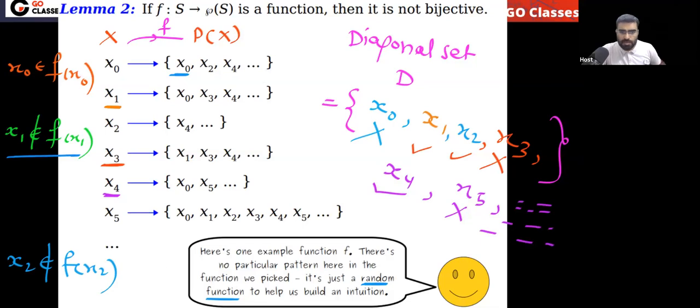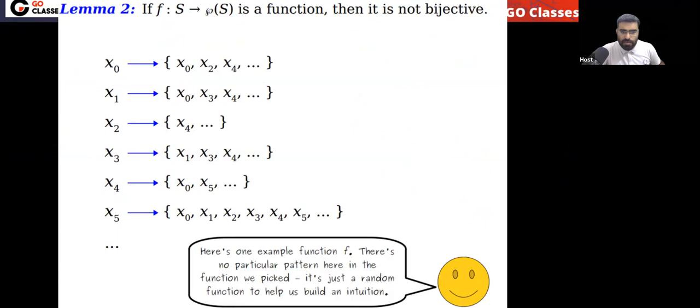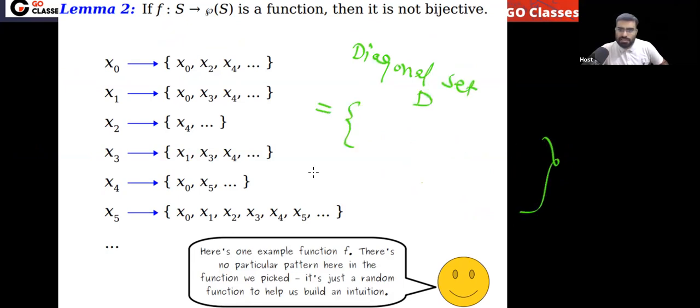So remember, finally, you are getting this set D. I am getting this diagonal set D for this example. For this mapping, I will get this diagonal set. I will not put x0. I will put x1. I will put x2. I will not put x3. I will put x4. And I will not put x5, and so on. Yes or no?